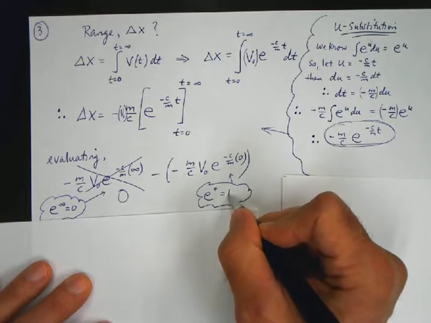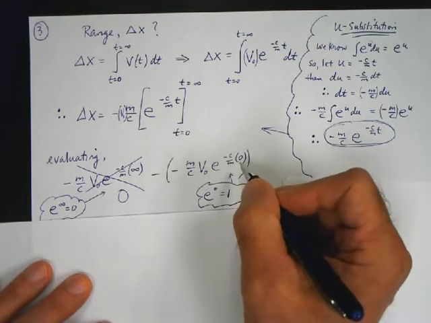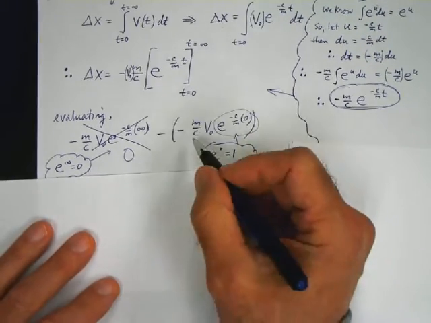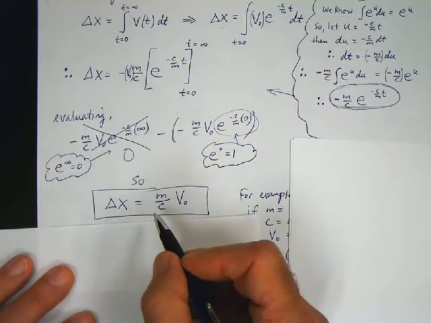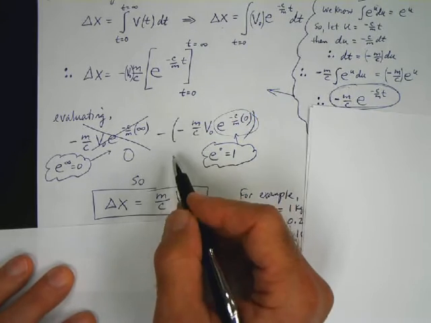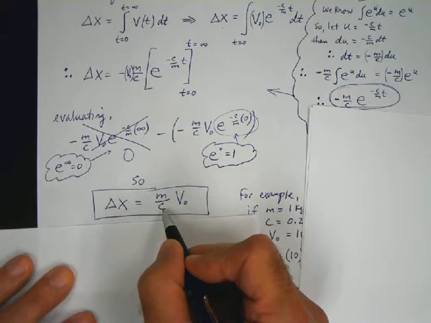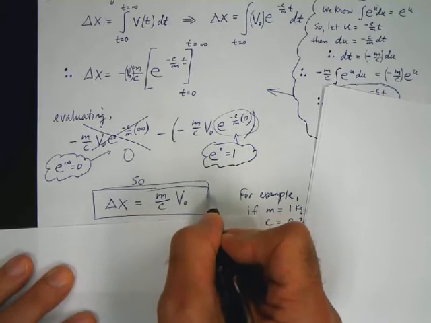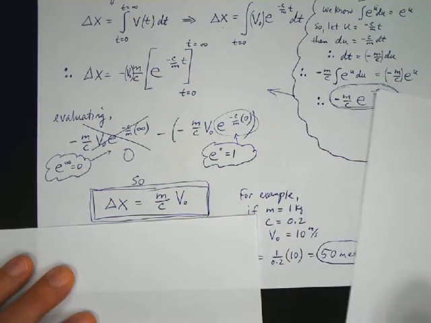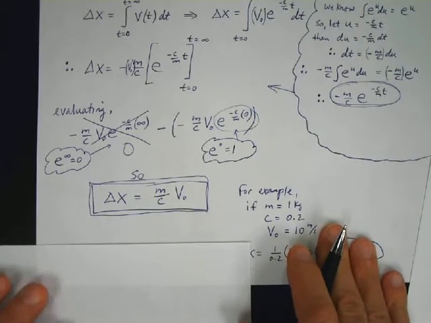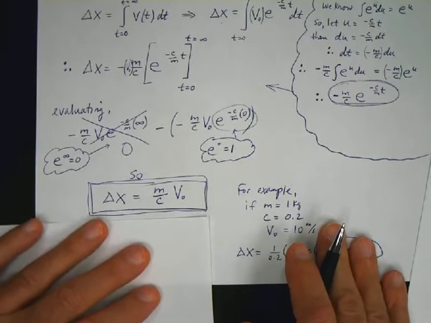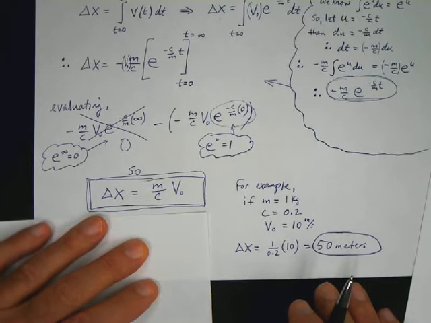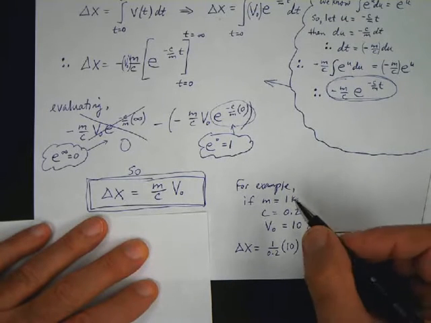Minus, now we'll substitute t equals 0 in for t: a negative m over c times v naught times e to the negative c over m times 0, since we substitute that 0 in for time. And what is e to the 0 power? Well, that's equal to 1. So this whole thing would be equal to 1. So we end up with our answer, delta x is equal to a negative of a negative, or a positive, m over c times v naught times 1. This is the answer right here.